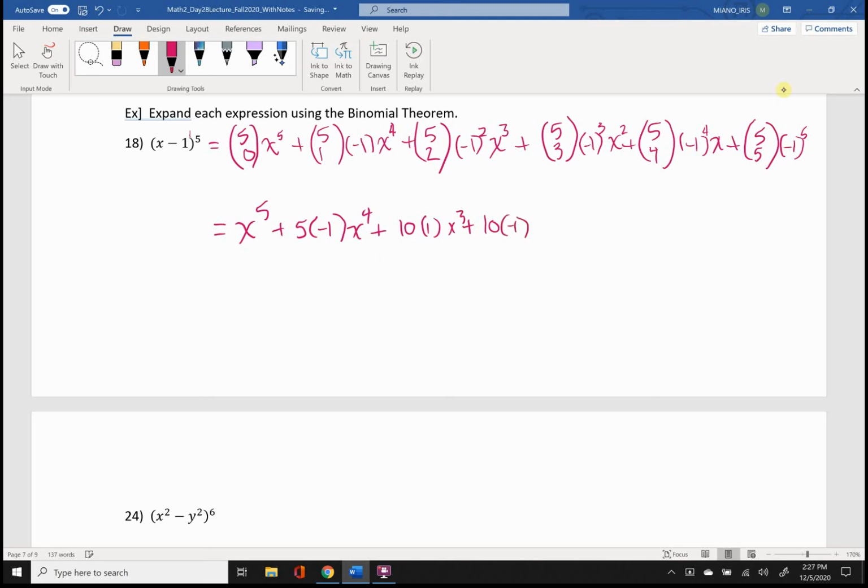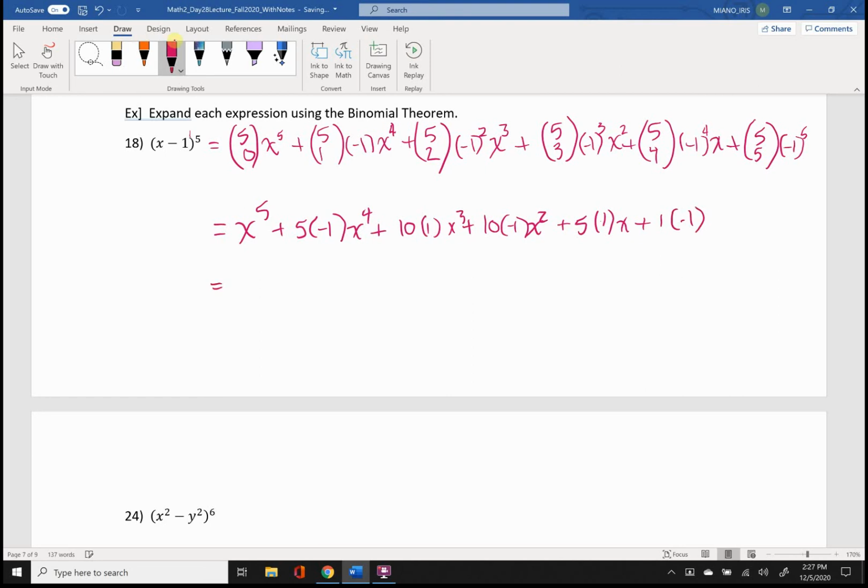Okay, x to the 3rd plus 5 chosen 3 at a time is also 10. Times now a -1, because it's going to be raised to an odd power, 3 in this case, x squared, plus 5 chosen 4 at a time is 5, and your -1 to the 4th power is just +1, x, and then lastly we have 5 chosen 5 at a time, which will just be a factor of 1 times -1. Oops, not -5. -1 to the 5th power is a -1.